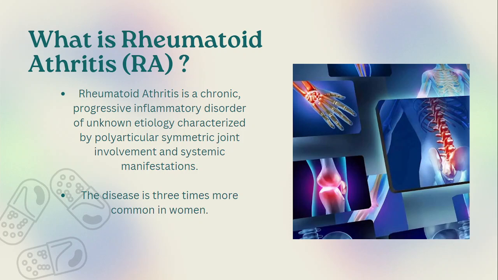Characterized by polyarticular symmetric joint involvement and systemic manifestations. The disease is 3 times more common in women. Rheumatoid arthritis, often known as RA, is an autoimmune and inflammatory condition in which your immune system unintentionally assaults healthy cells in your body, leading to inflammation in the areas of your body affected. It primarily targets joints, typically a number of joints at once.